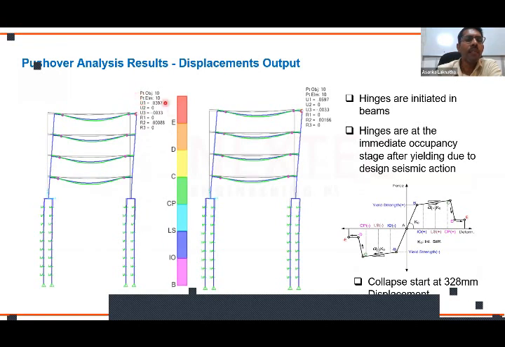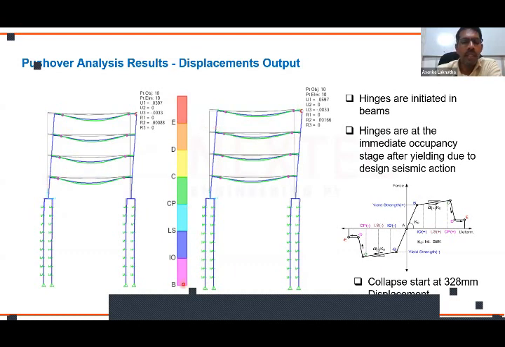If we look here, this is 39.7, that is 40 millimeter displacement at step one. With this 40 millimeter displacement, we can see the hinges have been formed. This is the activated pink color hinge. We can see this pink color hinge on the beam, so we are sure it is occurring on the beam. Columns have no indication of hinge formation.